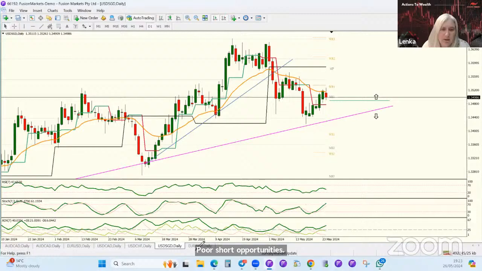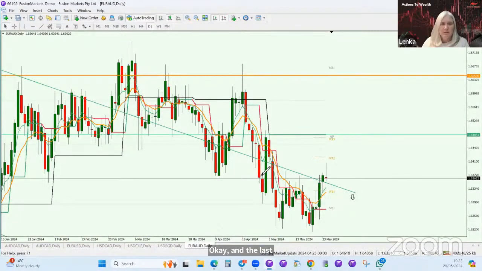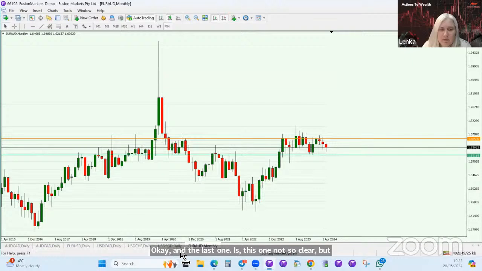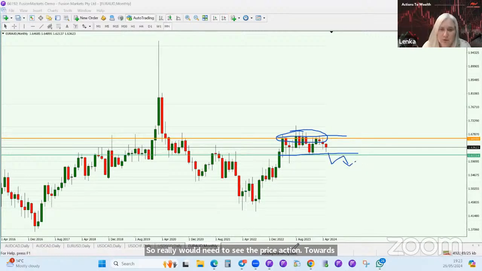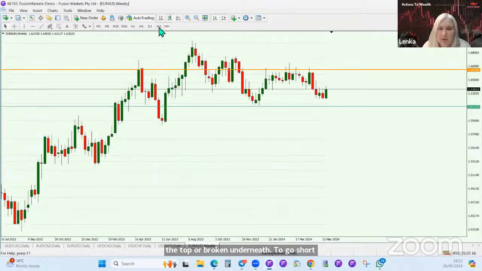Okay, and the last one is Euro AUD. This one is not so clear, but would be looking for short opportunities just because we are at around the top of the previous resistance. However, we are going in a range. So really would need to see the price action towards the top or broken underneath to go short. So that's the monthly view.